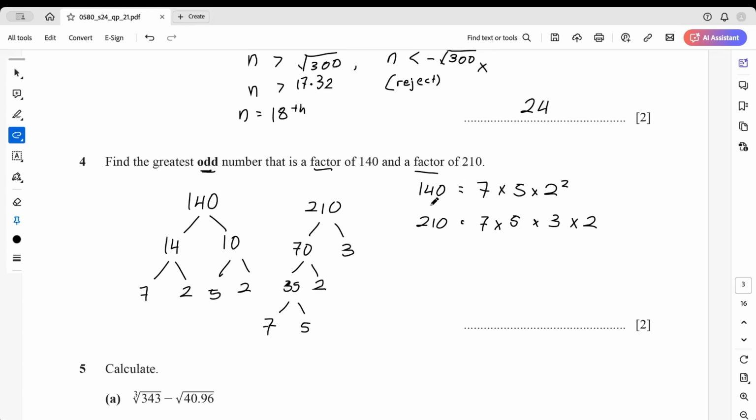So if I compare the 140 and 210, I can see that I have a similarity of this 7 and 5. Therefore, the highest common factor between these two is 7 times 5, which turns out to be 35, which is an odd number, so we'll accept that answer.